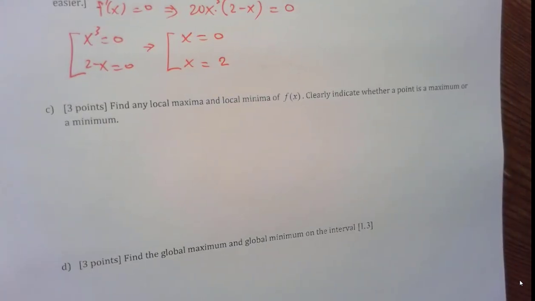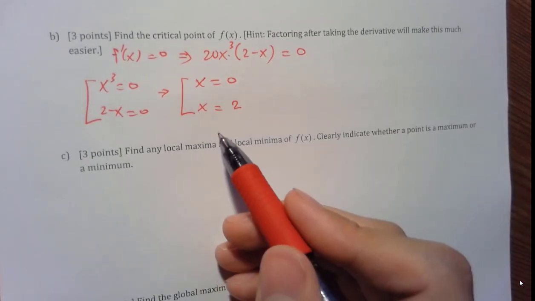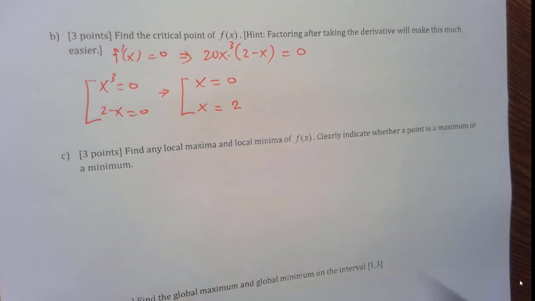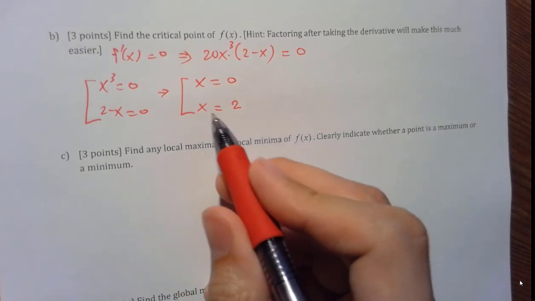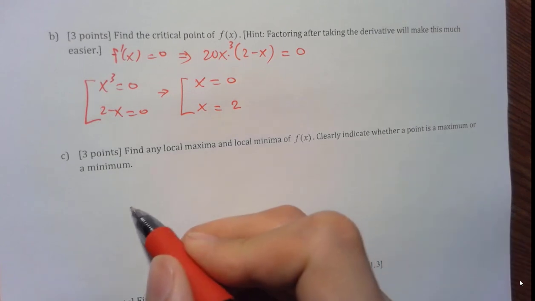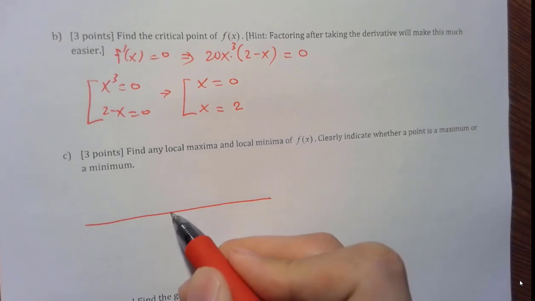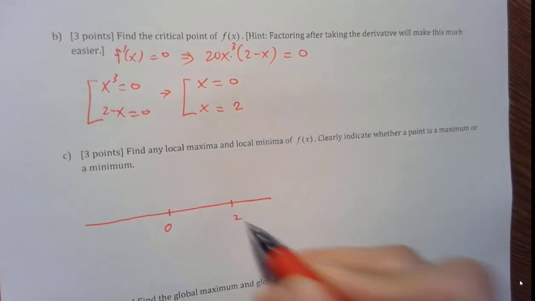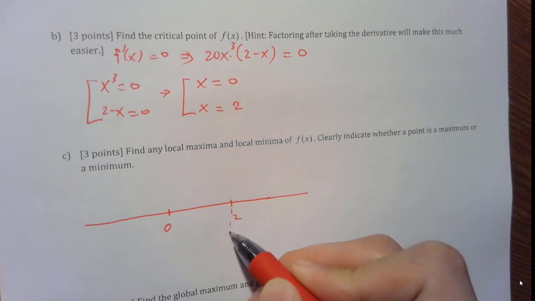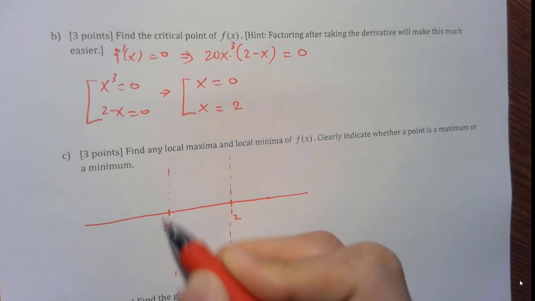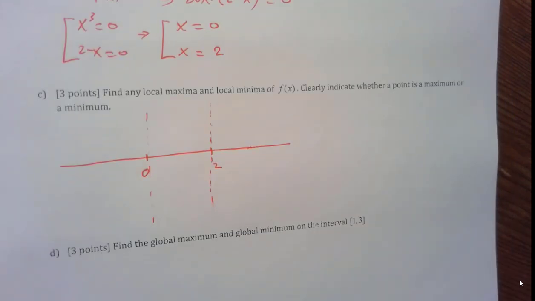So to find the local max and local min, after we got the critical points, we can use the first derivative test. I have two critical points: 0 is here, 2 is here, right? So I can divide this number line into three areas and do some testing.